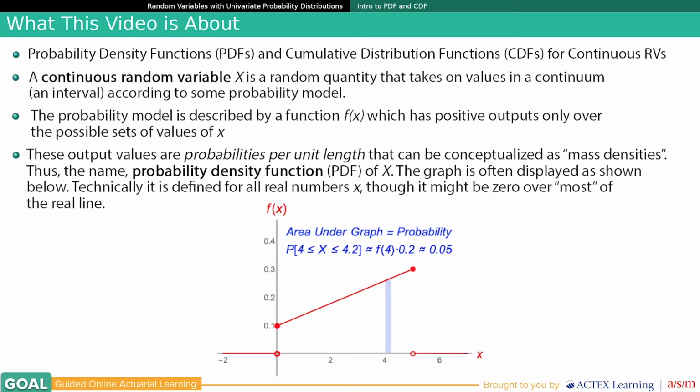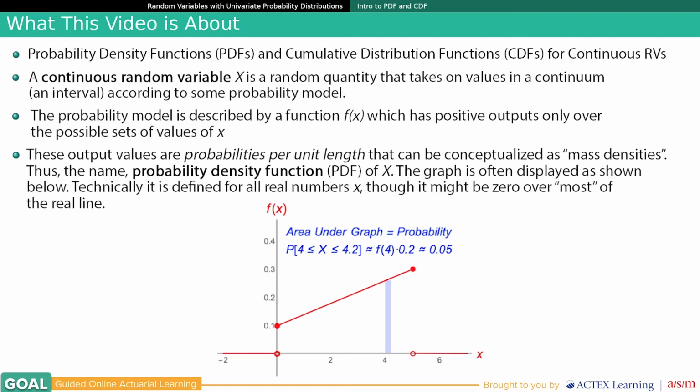But again, how do we interpret the outputs? You can see there's a shaded trapezoid underneath the graph above the interval where x goes between 4 and 4.2. The area of that region would be the probability that x takes on values between 4 and 4.2. And you can think of that approximately as a product, little f of 4 times 0.2. The value of the density function at 4, the left endpoint of the interval, times the length of the interval. That's why this can be thought of as a probability per unit length.